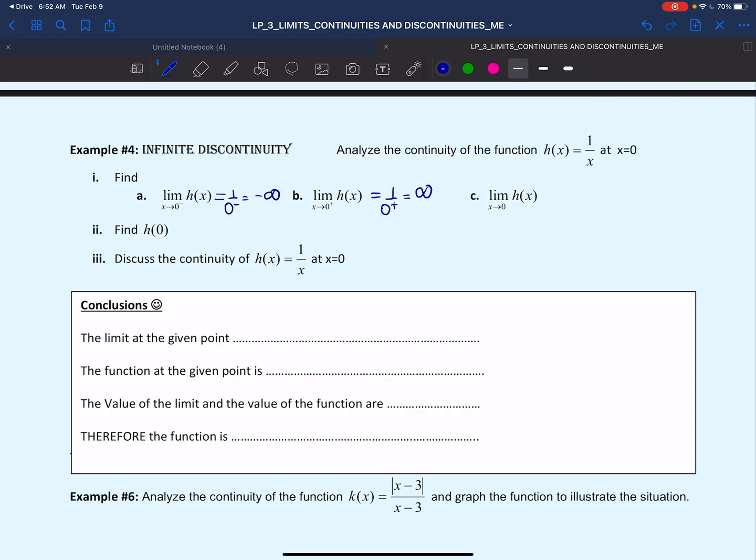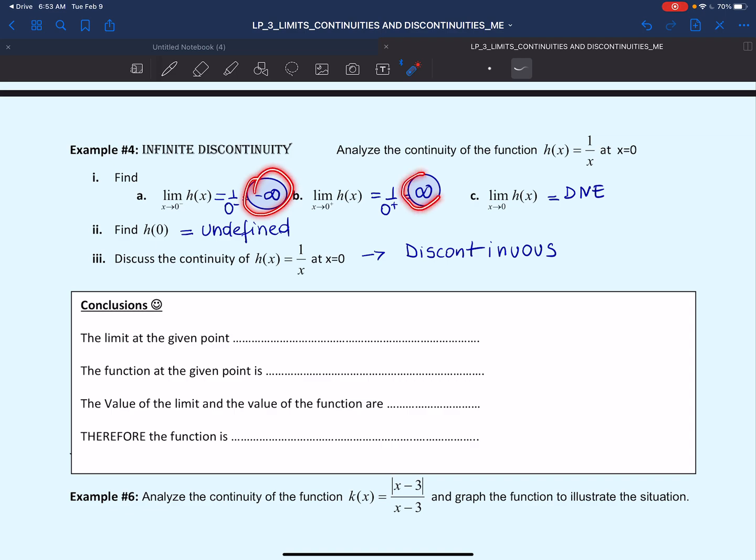that's infinity. So at 0, we're going to say that the limit doesn't exist, and that is because left and right hand limits don't agree with each other. So the value at 0 is undefined. So if we were to discuss the continuity, we'll say that the function is discontinuous. And judging by the limits from both left and right hand, we're going to say that the function is experiencing an infinite discontinuity because they're going in opposite directions in here, okay?